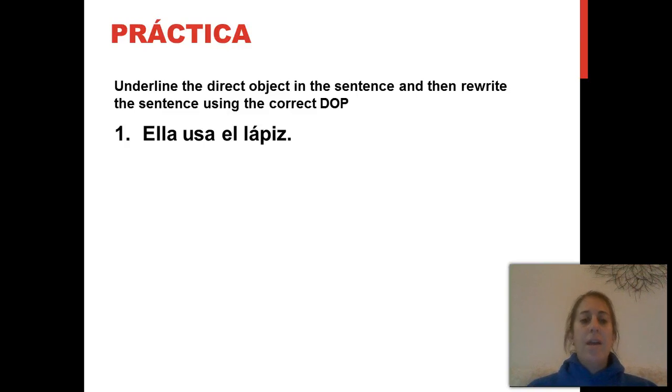Ella usa el lápiz. All right. Ella usa el lápiz. What does she use? El lápiz. So el lápiz is our direct object. So if we wanted to say she uses it, and we're referring to the pencil, then how would we say that in Spanish? Go back to those sentences in that previous slide, those examples. We would change that to ella lo usa, period. That's our sentence. She uses it.